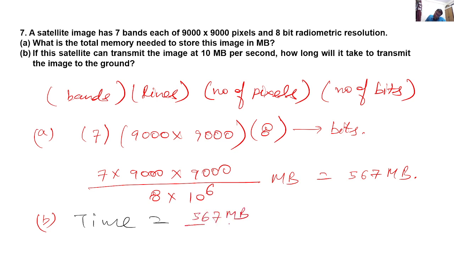567 megabytes divided by 10 MB per second. So it comes out to be 56.7 seconds, nearly equal to 1 minute. So in around 1 minute, you can transmit this large amount of data at a speed of 10 Mbps to the ground from the satellite.